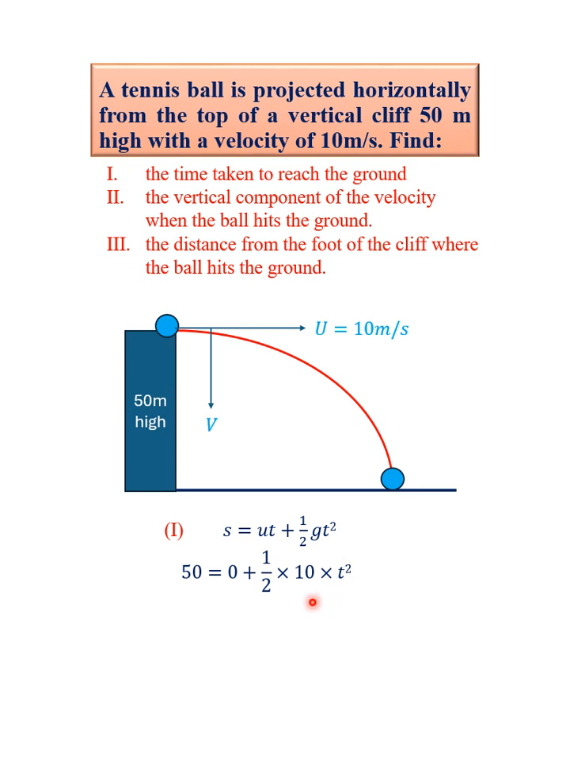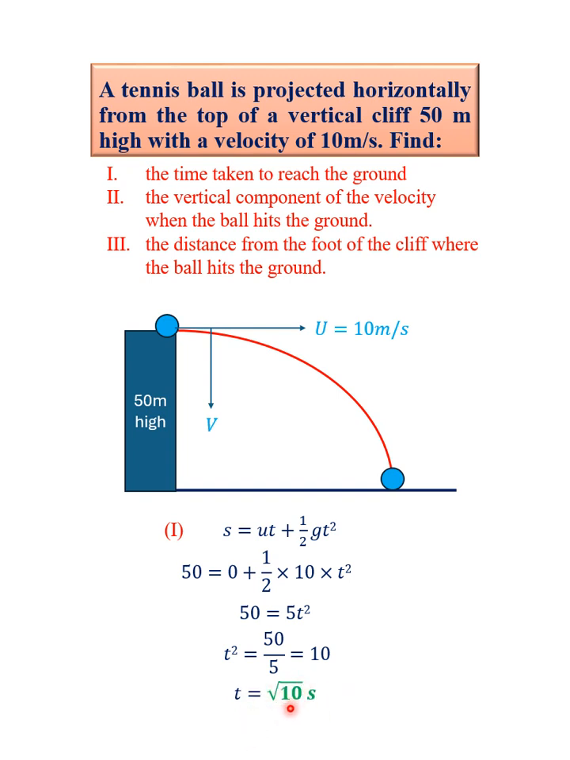We are looking for t. Half of 10 is 5. So this reduces to 50 equals 5t squared. To obtain t squared, we divide both sides by 5, so that t squared equals 50 over 5, and 50 divided by 5 is 10. t equals the square root of 10 when the square crosses over. So t is equal to square root of 10 seconds.